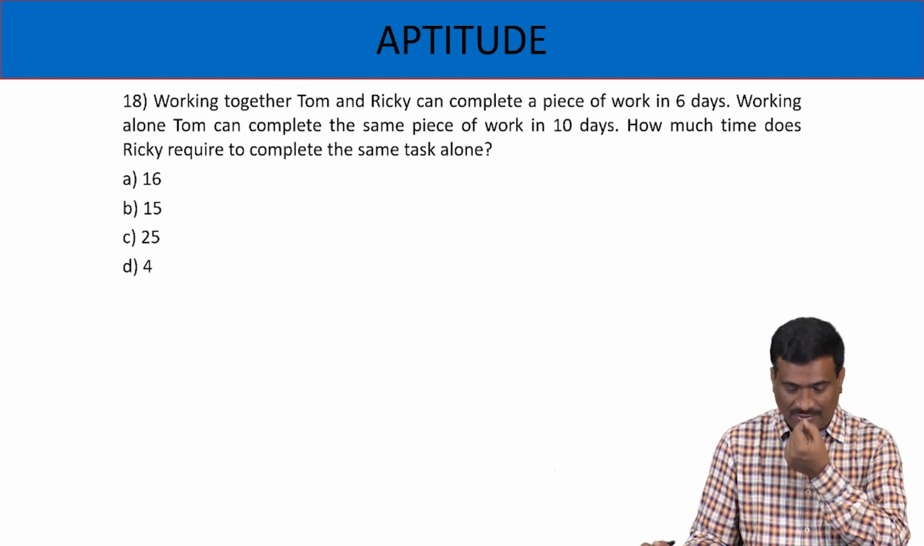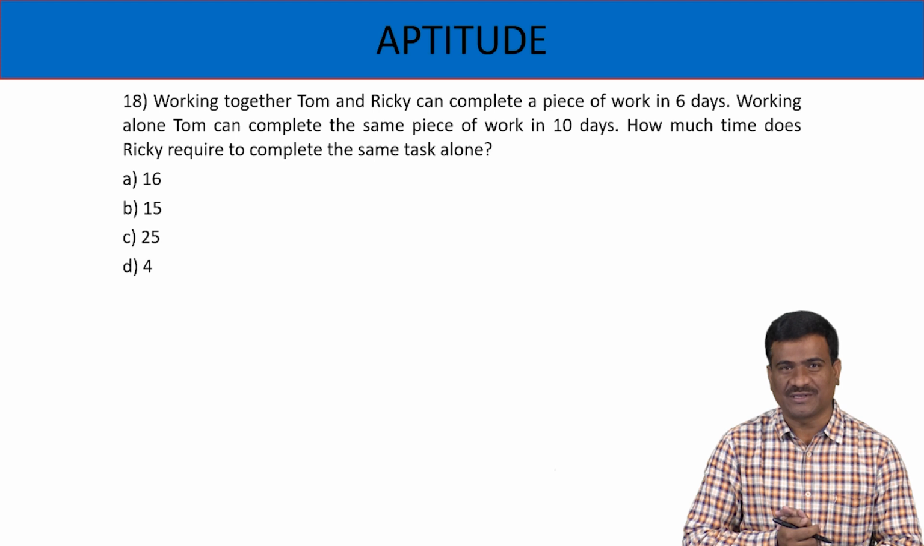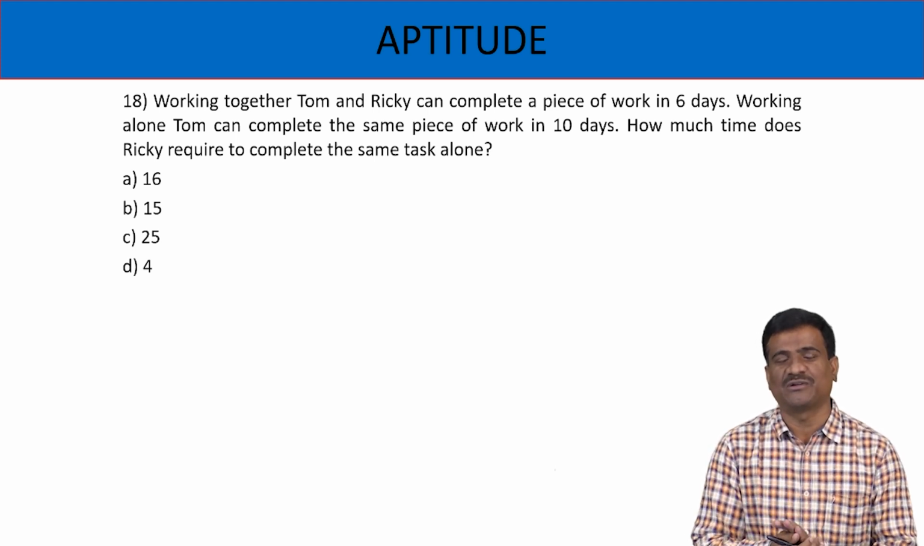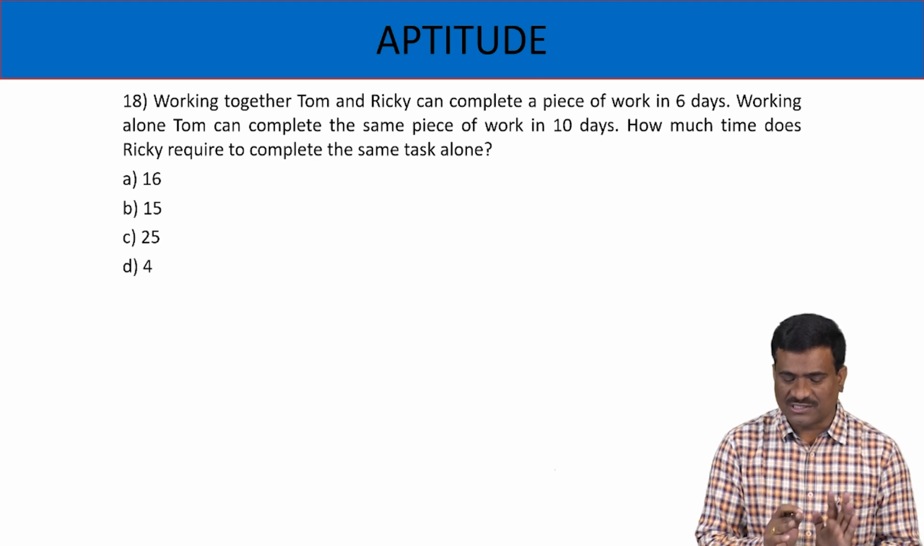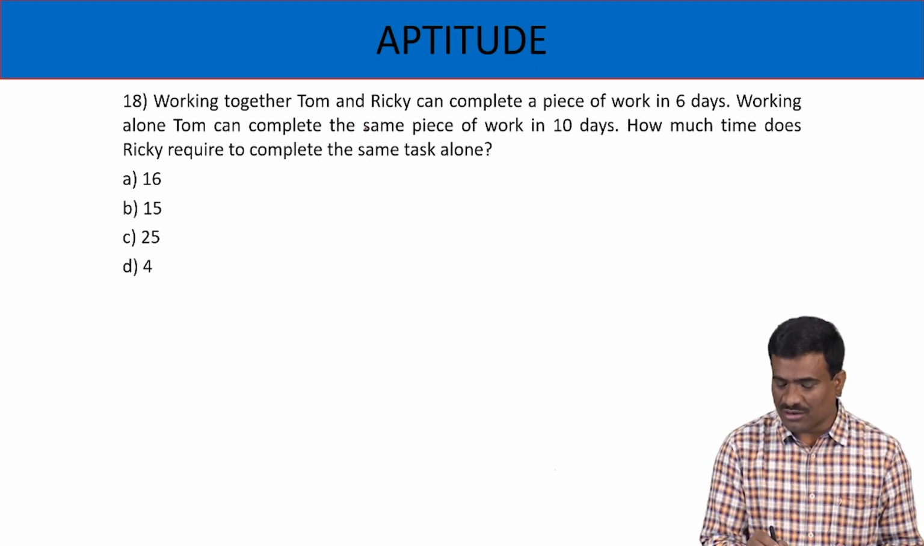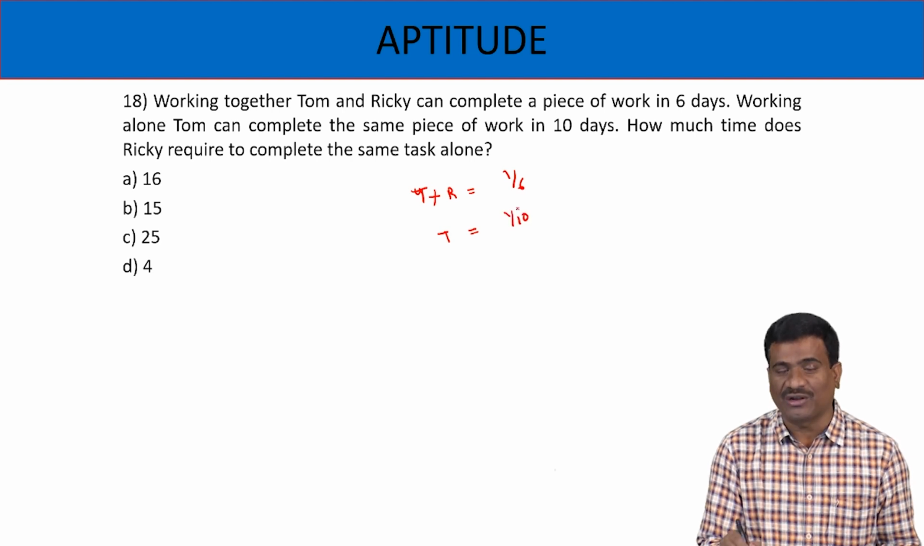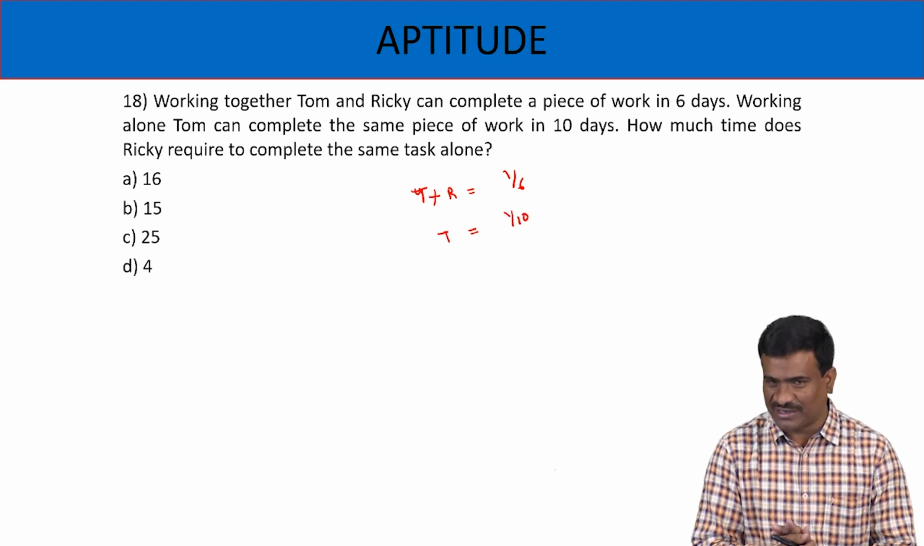Next, 18th, time and work concept. Here, work is always inversely proportional to the time. First condition, Tom and Ricky complete a piece of work in 6 days. First statement, both together, T plus R, 1 day work is equal to 1 by 6. Second, Tom only work is equal to 10 days, that is 1 day work is equal to 1 by 10.